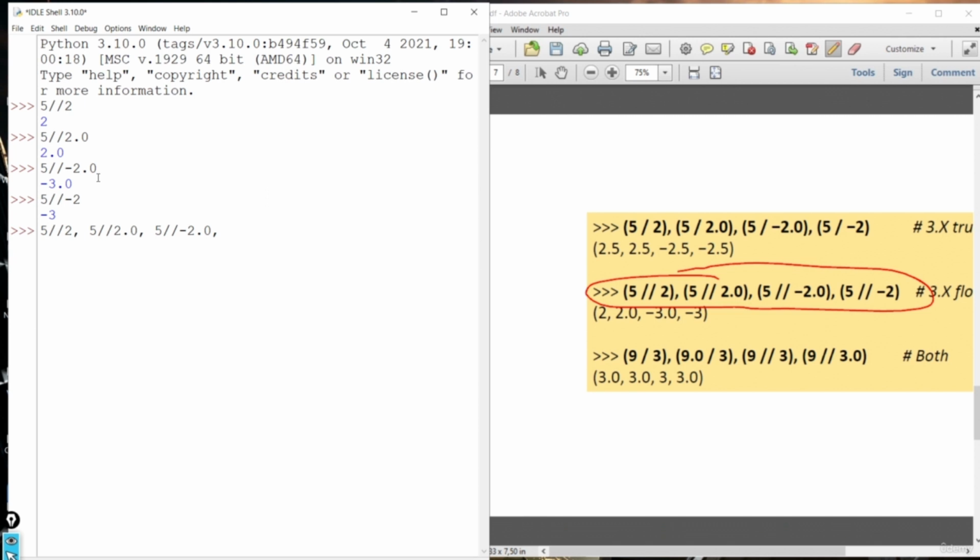And finally, I have 5 divided by -2. The result now is expressed as a table. Okay, so division of the first, division of the second operation, division result of the third, division result of the last operation.